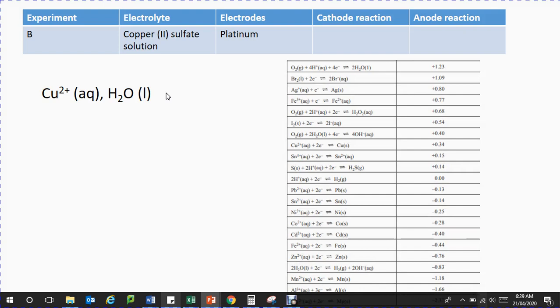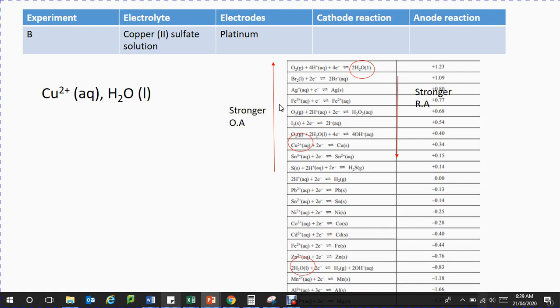Once I've identified the species present, I get out my electrochemical series. I get out my data book and I'm going to circle the species that are present. I've got a water liquid up here on the right. I'm looking for a copper 2 plus aqueous. It's really important that you're looking at the states. And I've got another water liquid down here. So I've circled all of those that I could find.